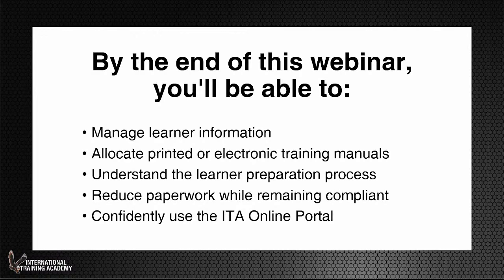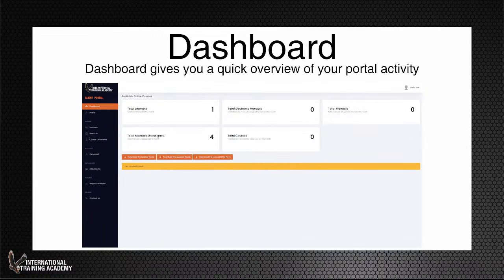So once you've logged onto the portal, the first thing that you will be seeing is the dashboard. The dashboard is just a quick overview of the portal activities. I'm not going to go through each and every one of them, but you'll notice that the statistics will update automatically as you start using the portal. What I would like to mention is that there's a couple of tabs in the middle. It says download learner guide, download the assessor guide, and then download the manual order forms.